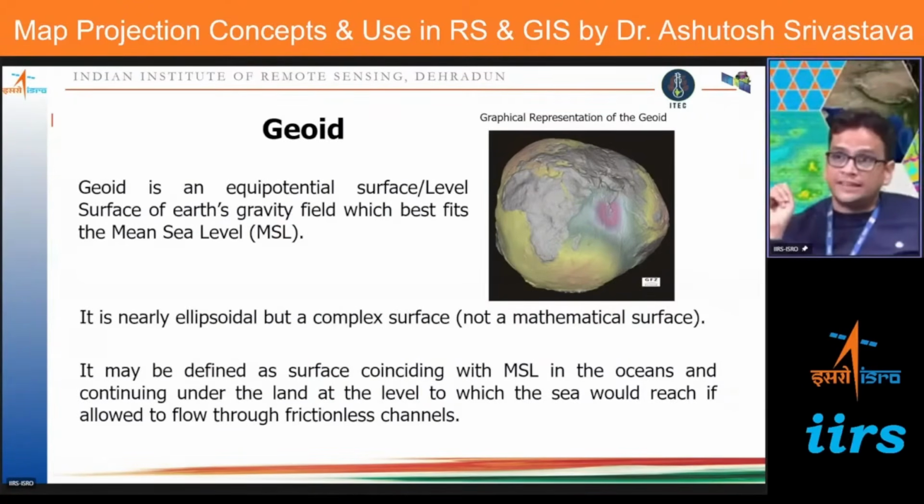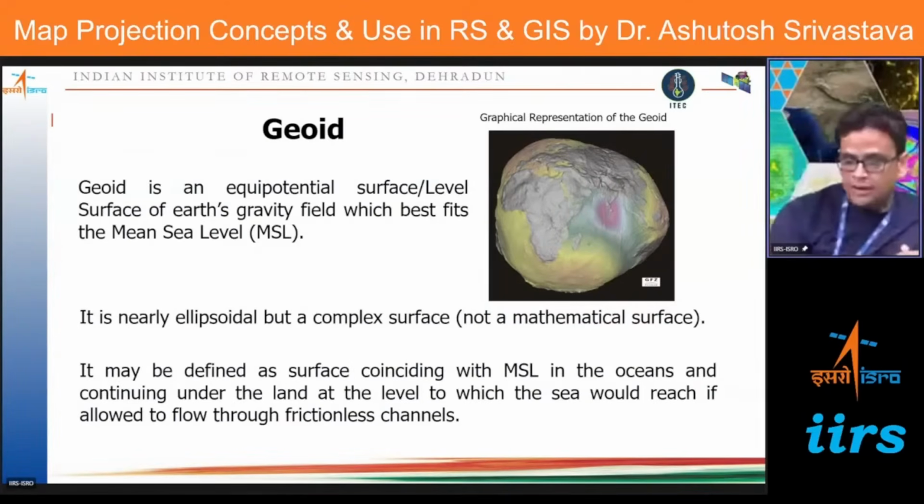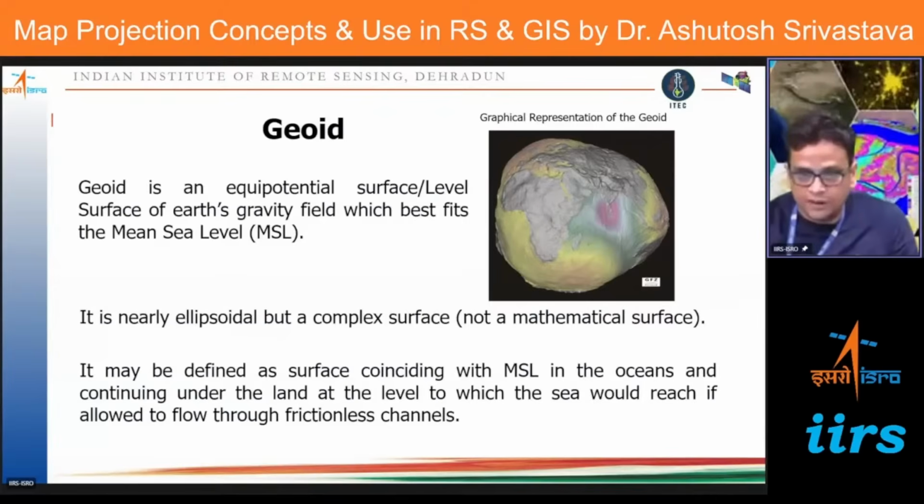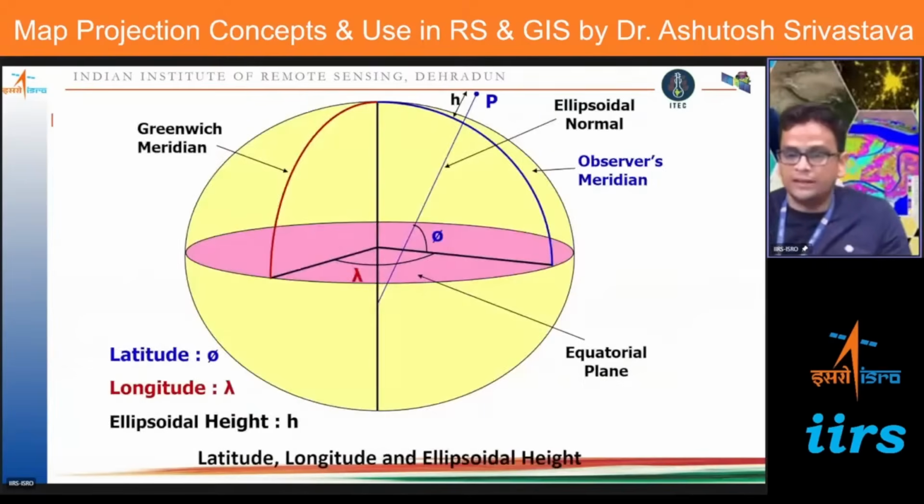Now, the next thing comes to the geoid. The geoid is an equipotential surface of the Earth's gravity field which best fits the mean sea level. So what happens when we derive this ellipsoid? Next, I'll show you how on this ellipsoid we derive latitude and longitude.